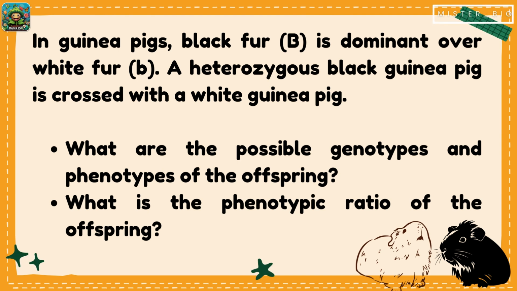Here's the problem. In guinea pigs, black fur, represented by uppercase B, is dominant over white fur, or lowercase b. A heterozygous black guinea pig is crossed with a white guinea pig. We need to figure out the possible genotypes and phenotypes of their offspring, as well as the phenotypic ratio. So let's go through this one step at a time.